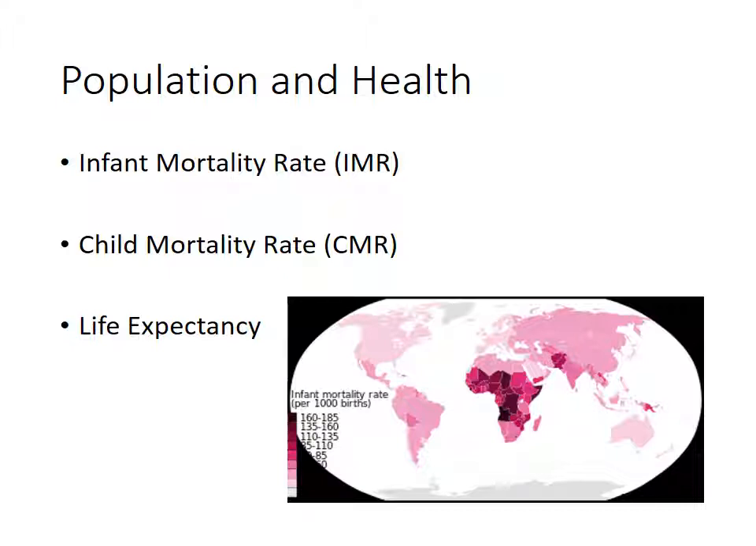Most geographers are more interested in the infant mortality rate than the child mortality rate. And finally, you have life expectancy. Life expectancy is the number of years a person can expect to live at their birth. So assuming nothing else changes, if you were born today, your life expectancy is set. In the United States right now, it's roughly between 69 and 72, depending on gender.